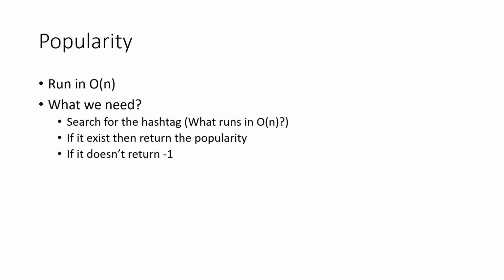Next is popularity. It runs in O(n). What do we need? We're searching for a hashtag, and we want to return its popularity. You guys have done this several times. It's the same process as inserting, the same process as tweeted. You're going to be looping, because e.size is the size of the array. Now, the string you're given in the parameters is called name, so you're just going to be looking for that hashtag and return the pop. If it doesn't exist, return -1.